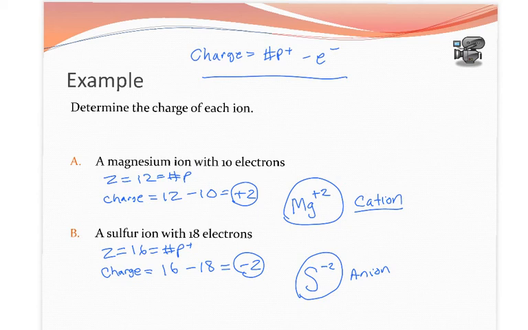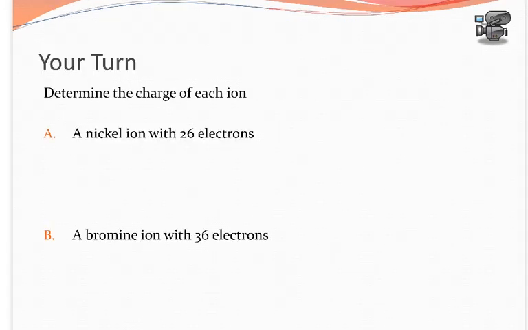Now, in any neutral molecule, you will always have the same number of protons as electrons. So you will see that in this equation, if I had, for magnesium, 12 protons and 12 electrons, then my charge will be 0. It'll be neutral. Now you go ahead and do an example and replay this video to see if you got the correct answer.